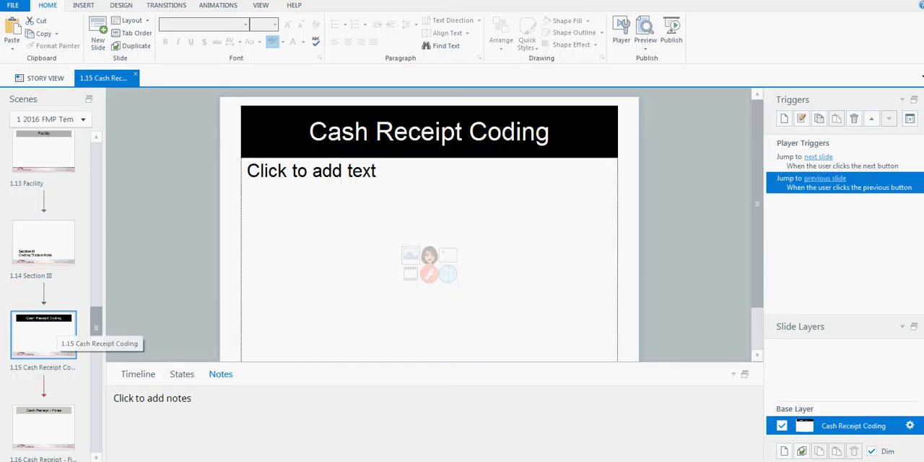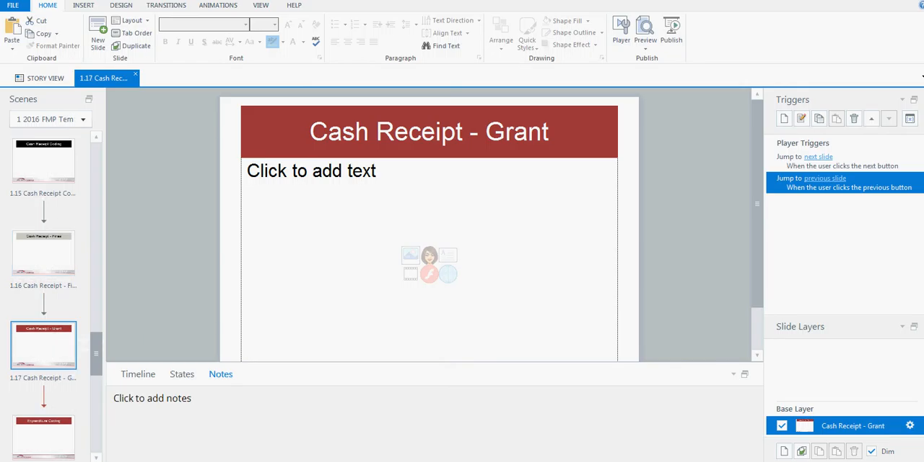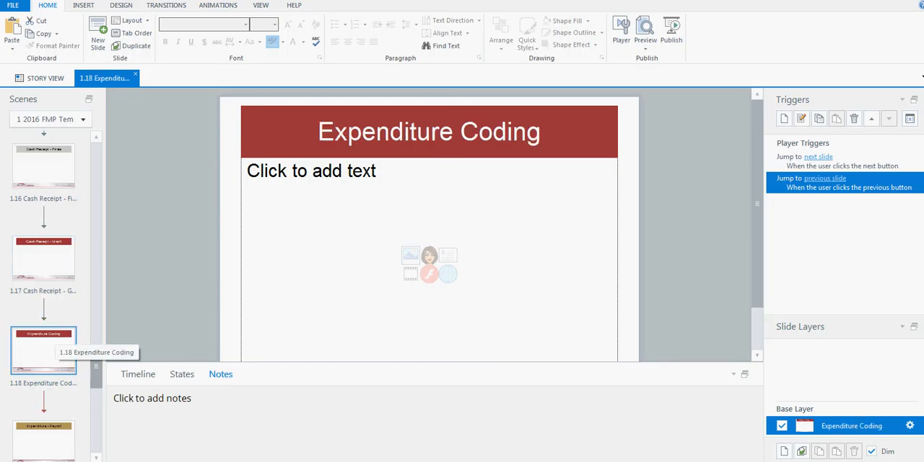Section 3, I'm going to talk about how to use the chart field segments in coding transactions. And so I'm going to give an example of how you would use the chart to code a cash receipt. I'm going to talk about particular cash receipts that are common to all libraries and how those codes would be entered. And also going to talk about how to code a grant receipt as well.